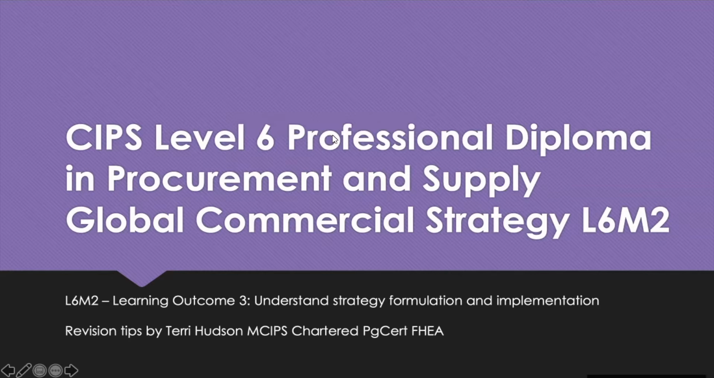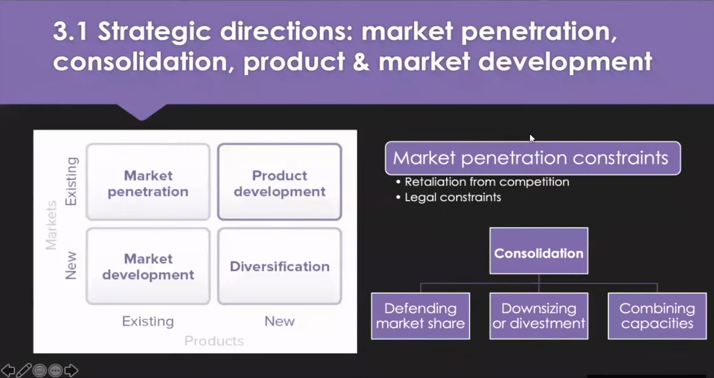This is Module 2, which is Global Commercial Strategy, and it's Learning Outcome 3, which is to understand strategy formulation and implementation. So Chapter 3 of the book looks at an in-depth understanding of how business strategic decisions are made in organisations and the impact these decisions have on the overall supply chain.